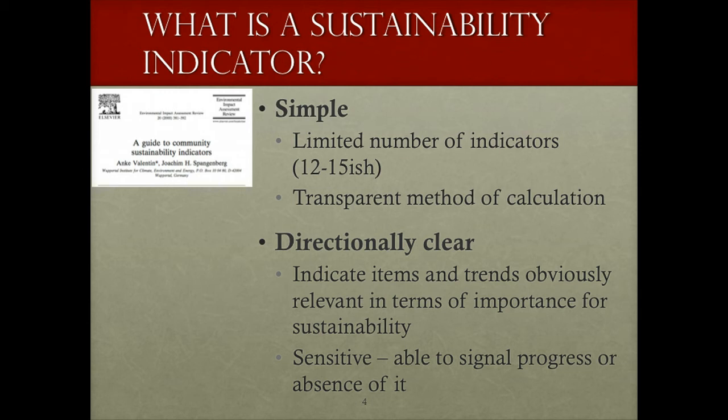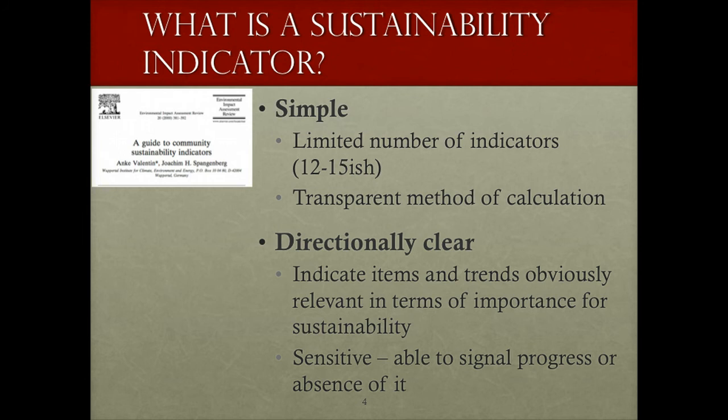Under directionally clear, the authors say to indicate items and trends obviously relevant in terms of importance for sustainability, and to be sensitive in order to signal progress or the absence of progress. This directionally clear requirement is, ironically, not very clear, however. It is very subjective depending on which decision maker you are talking about. One set of trends may be important to one decision maker, but not important at all to another. And one decision maker may define progress completely differently than another decision maker.